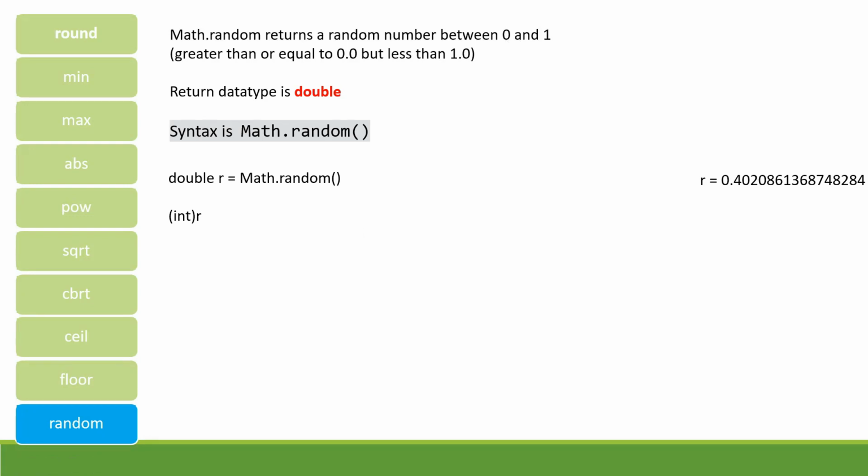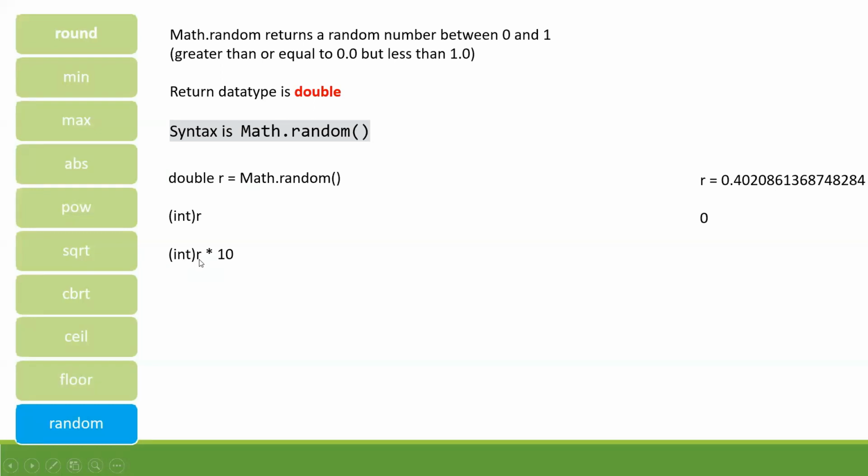Now if I do int of r, int is explicit data type conversion of this value returned by math.random, or I could also write int and then math.random. So now r I have got a 0.4. Int, remember, will take only the integer part of that. So in this case, what is the integer part of this number? The integer part is only 0. Answer will be 0. Okay, so int is the typecast parameter, explicit conversion. It will change whatever value you give to an int.